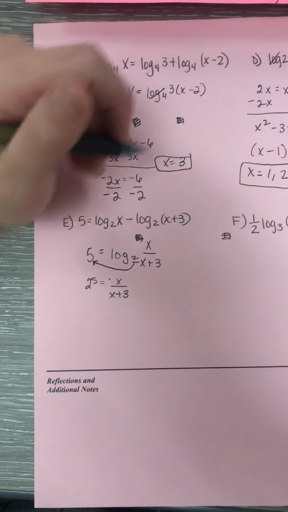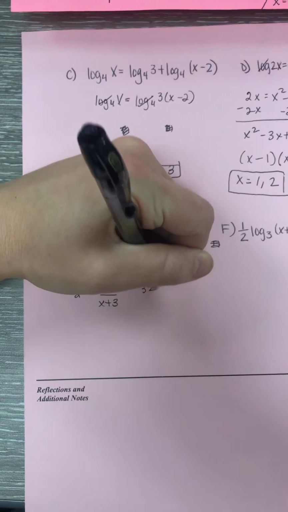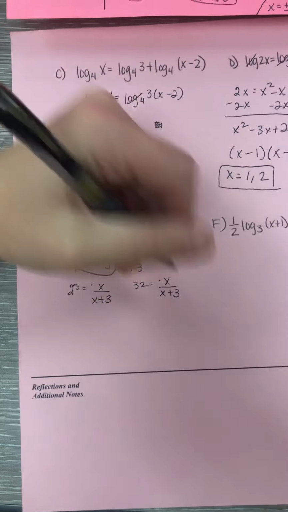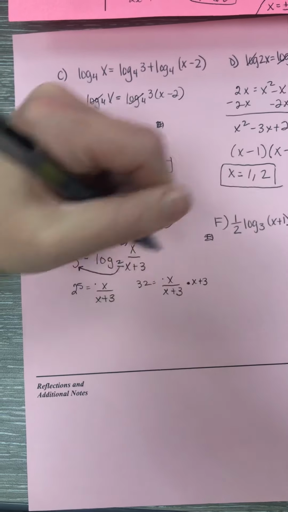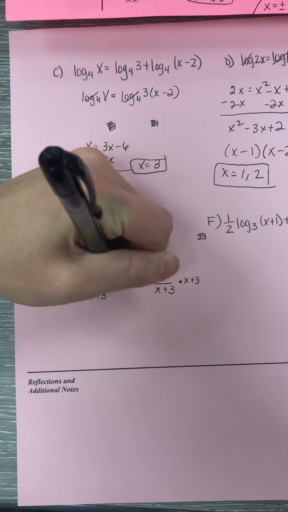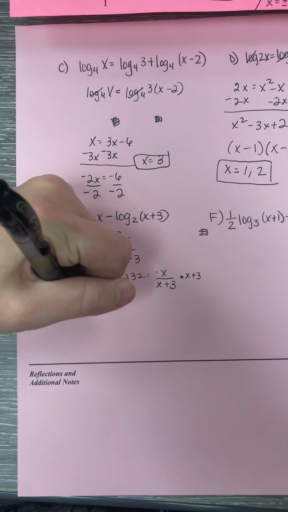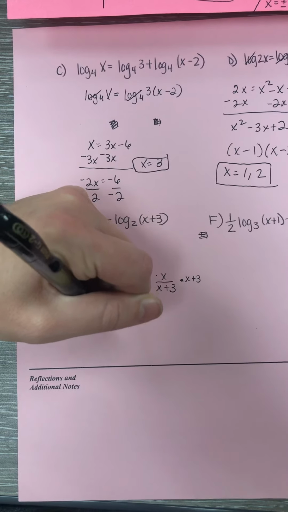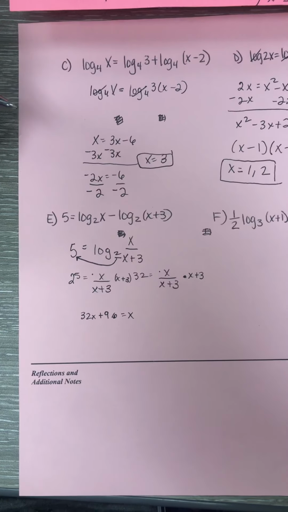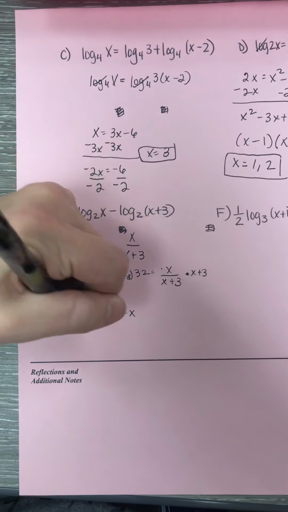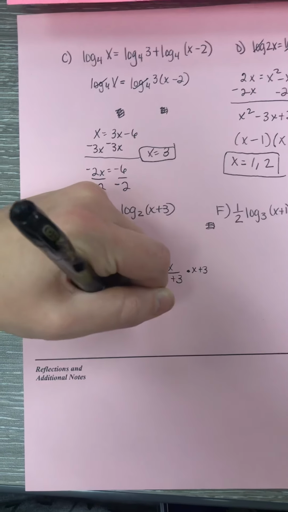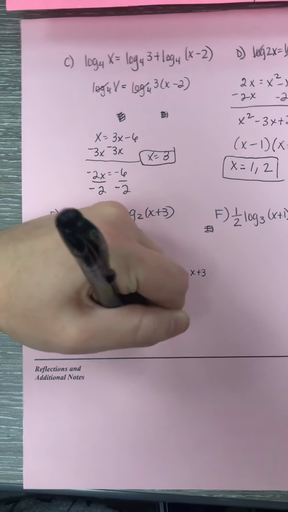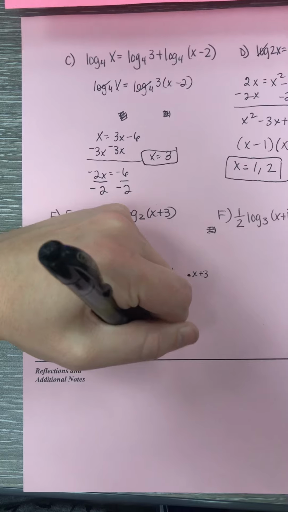From here, we will convert that. 32 is equal to x over x plus 3. We have to multiply both sides by x plus 3, in which case I would multiply this side by x plus 3. And that would give me 32x plus 96 is equal to x. All right, and then from here, I'm going to move that 32x over. And that would give me 96 is equal to negative 31x.